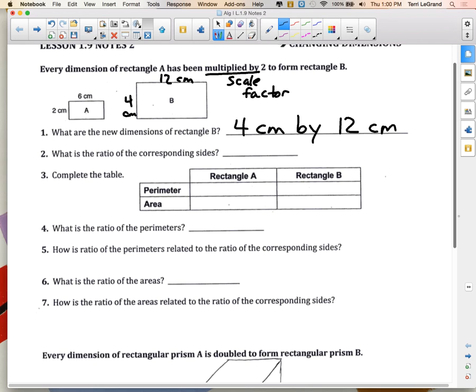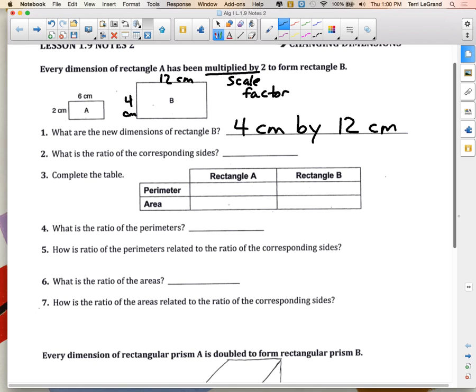Okay, so what is the ratio of the corresponding sides? Well, we know what ratio means now. We know what corresponding sides mean. What is ratio? A comparison of 2 numbers by division, which we typically write as a fraction, yeah.